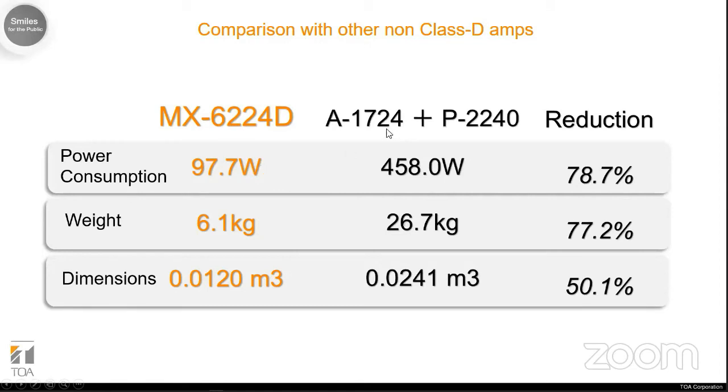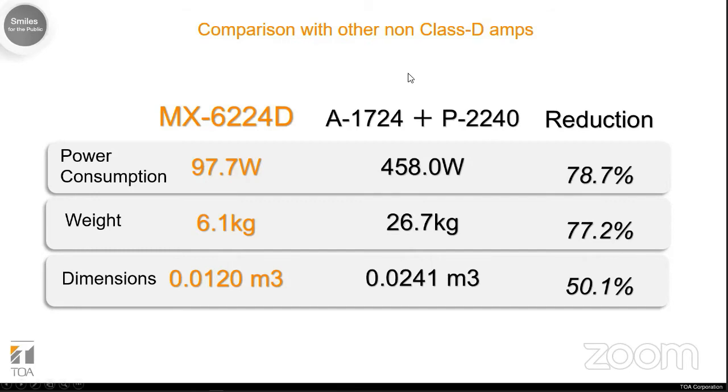If I was going to create a system, a TOA system in this example, which is an A1724, which is 240 watts times one, plus an additional 240 watts to then give me the two channel equivalent of this MX6224D, these two amplifiers will consume about 458 watts of power. That means if I replace these two amplifiers with a single MX6224D, I'll be able to save 78.7% of power consumption. Me as the end user, I'll be so happy with it because my power bill at the end of the day will be so much reduced.